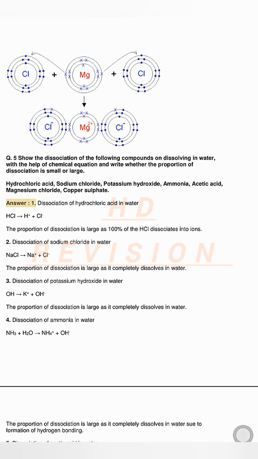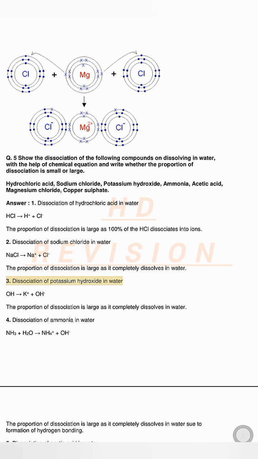Answer. 1. Dissociation of hydrochloric acid in water. HCl → H+ + Cl-. The proportion of dissociation is large, as 100% of the HCl dissociates into ions. 2. Dissociation of sodium chloride in water. NaCl → Na+ + Cl-. The proportion of dissociation is large as it completely dissolves in water.